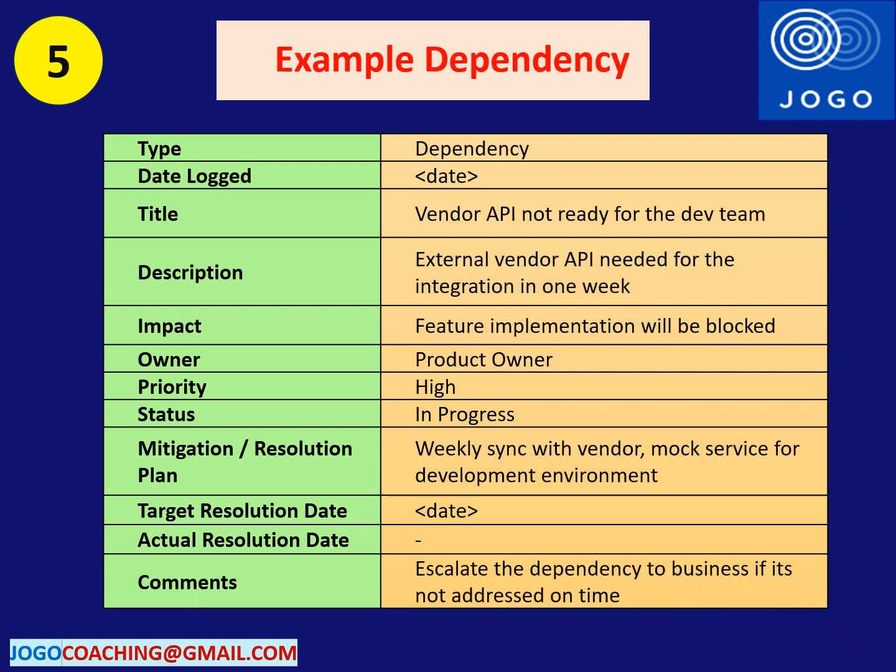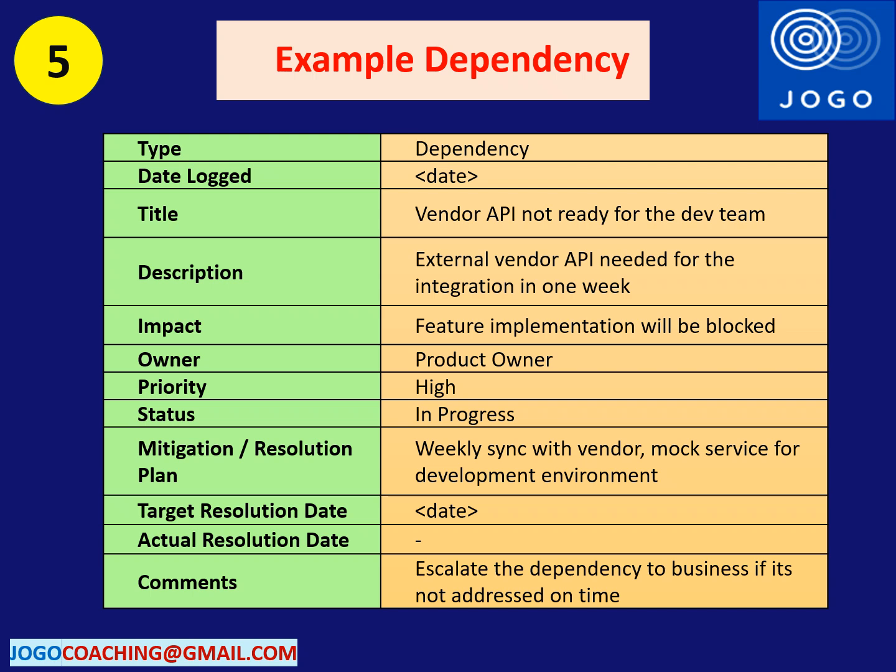Now let us see an example for a dependency from the Agile project. Vendor API not being ready for the development team is the dependency. The development team is waiting for the API from the external vendors. Any delay in getting the API will impact the development work.